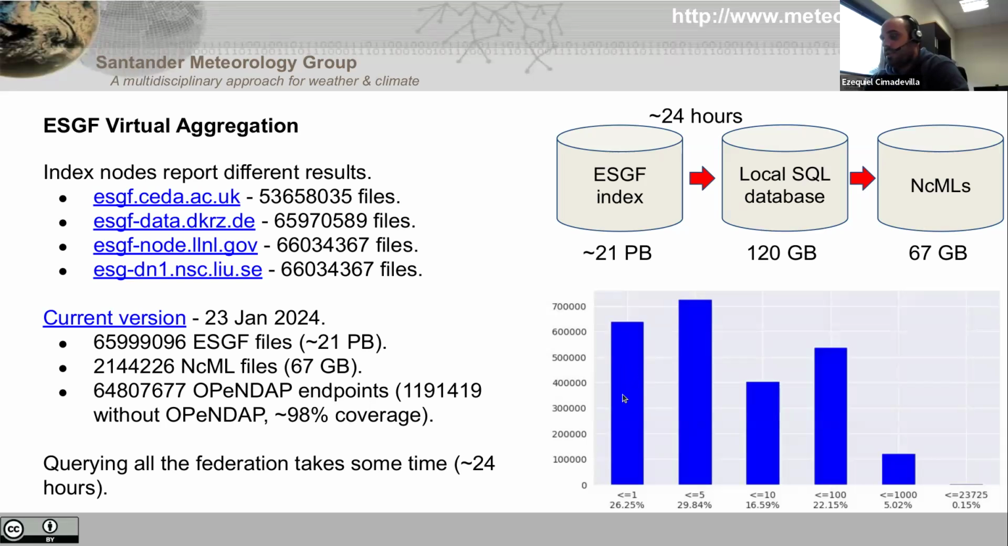This first column means that 26% of the NCMLs are made up of just one NetCDF file. And the second column means that 30% of the NCML files are made up of between 2 and 5 NetCDFs. So most of the NCML files are made of a small number of NetCDF files, but there are some NCMLs that contain hundreds or thousands of NetCDF files inside.